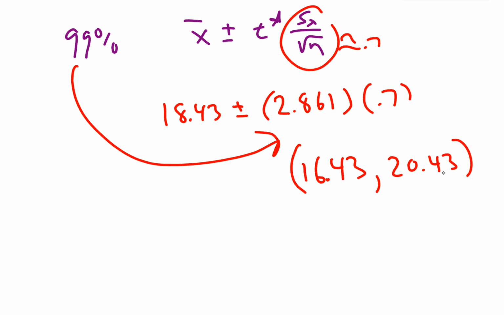Notice this interval is wider than the 95% confidence interval. That's because we're more confident that we're capturing the true mean. And if you want to be more confident you capture the true mean, then your interval needs to be wider.